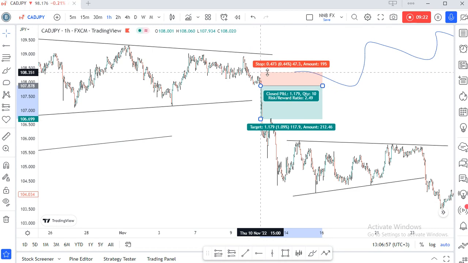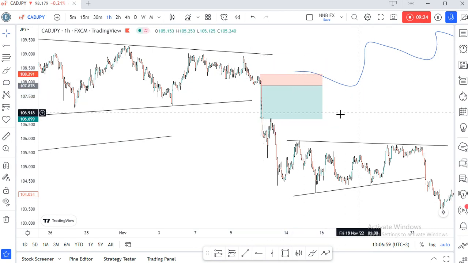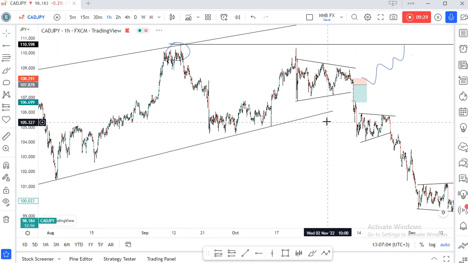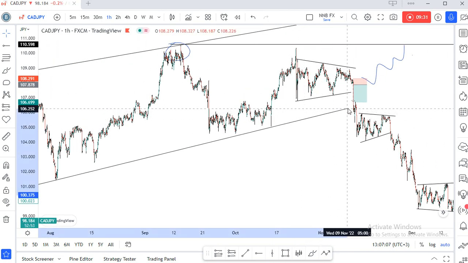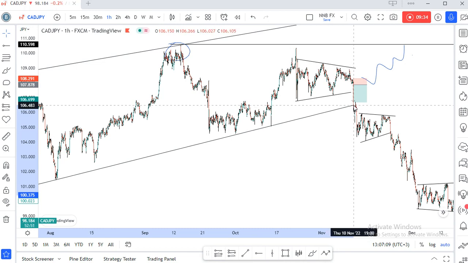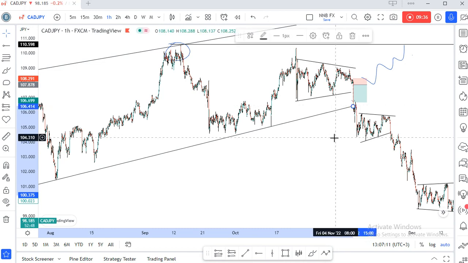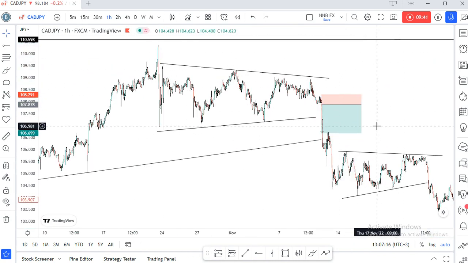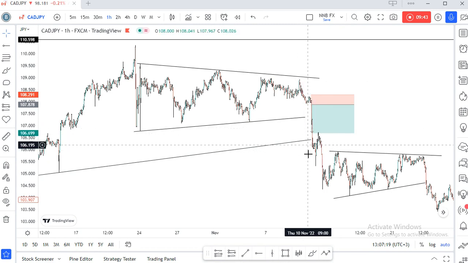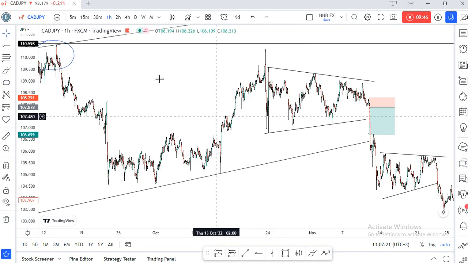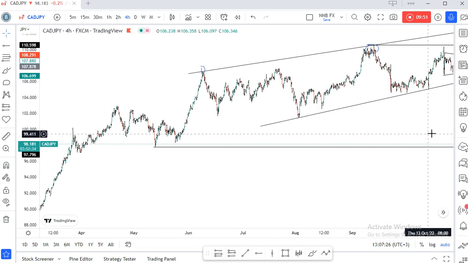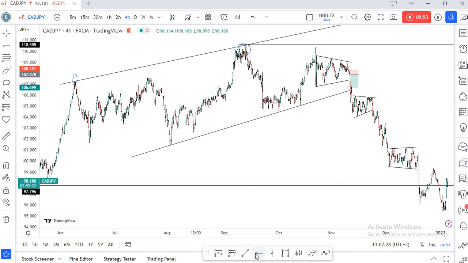Our stop loss was just above the structure, and after the market broke this trend line impulsively, we knew that the chances were very high that the market could reach down to the beginning of the correction, which was down here.